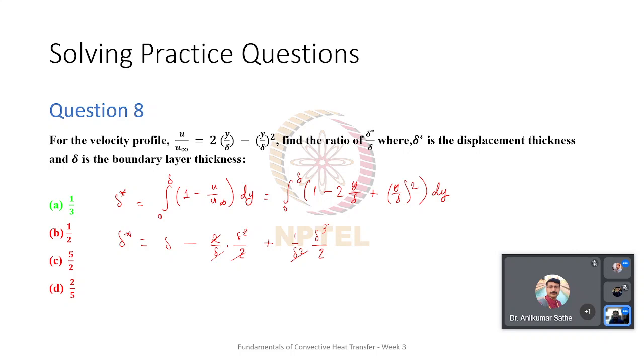So delta cube cancels out, there is a delta cube by 3, and this term is delta. The first term is delta, the second term is also delta, so they also cancel out. As a result, delta star becomes delta by 3, and if I take delta star by delta, then this becomes nothing but 1 by 3. So option A would be correct. Any doubts regarding this? Was it clear?